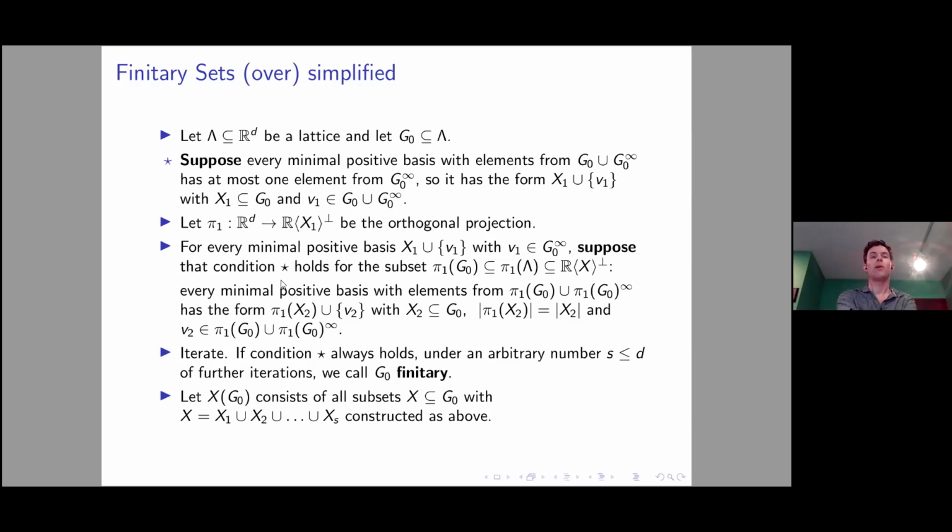This also gives me a way to quickly talk about the subsets that occur in the definition. So we have each of the possible sets X that can be created by this iterative construction, where we form one minimal positive basis, we mod out by it, we get the set X1, we create a second minimal positive basis with its finite part being X2, we mod out by it. We have a certain system of sets. We get a set system associated to our original set of lattice points.